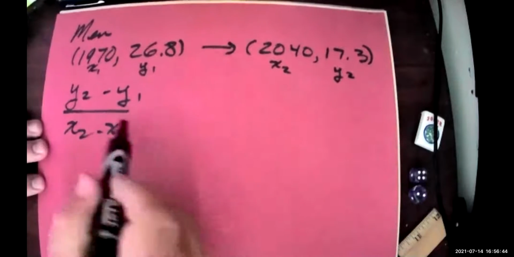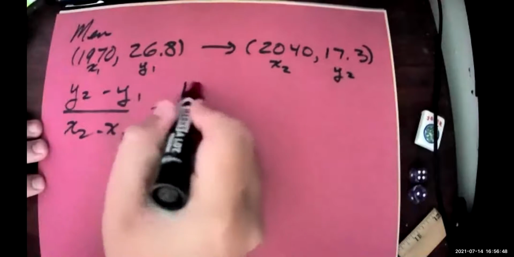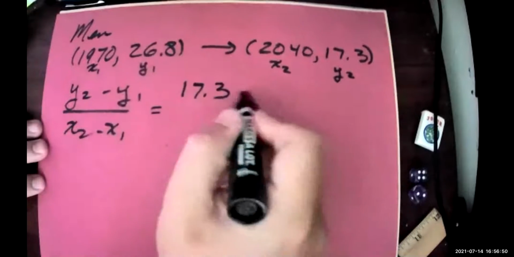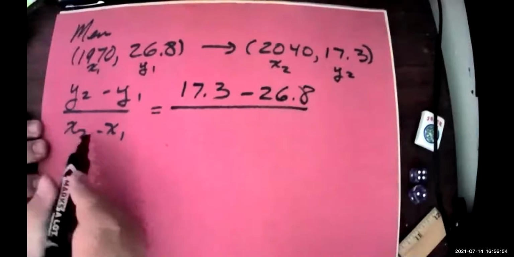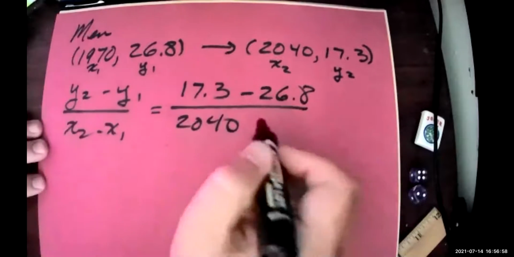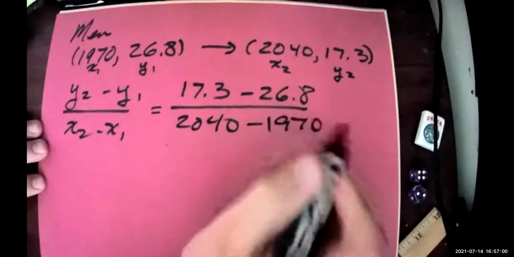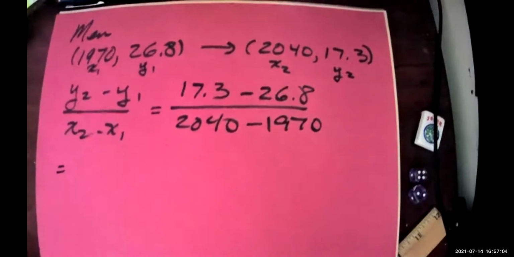Now, let's put everything into the positions they belong. Y2 is this figure, 17.3. Y1 is this figure, 26.8. And then X2 is 2040. And X1 is 1970. All right. We subtract.